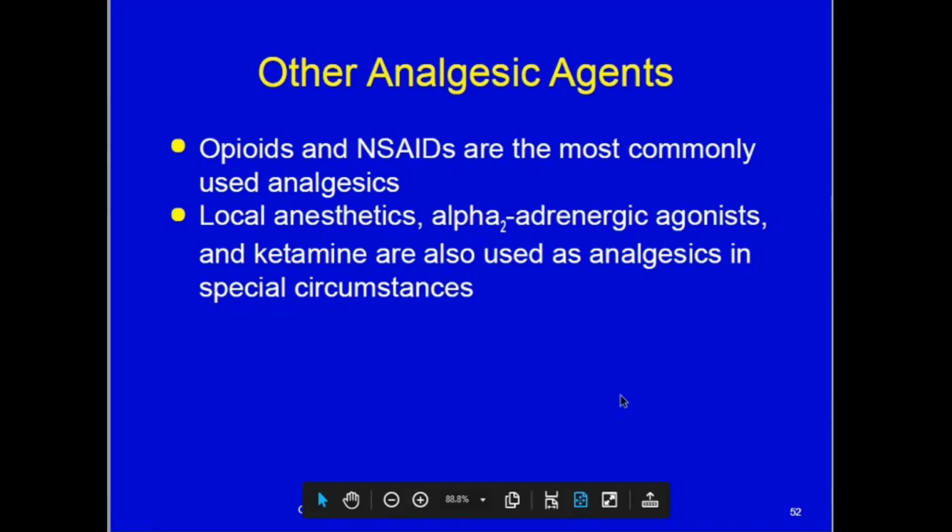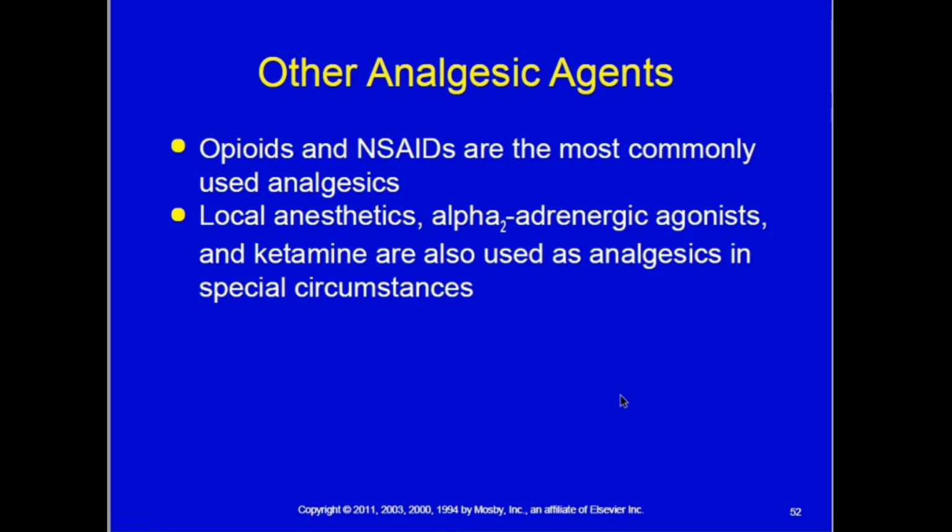Other analgesic agents: opioids and NSAIDs are the most commonly used analgesics. We can use local anesthetics like lignocaine, bupivacaine, ropivacaine, alpha-2 adrenergic agonists, and sometimes ketamine is also used as an analgesic in special circumstances. Suppose we have used all the analgesics and the patient is not getting relief from pain. In extreme cases, sometimes we use ketamine. It acts both as an analgesic and also a sedative.